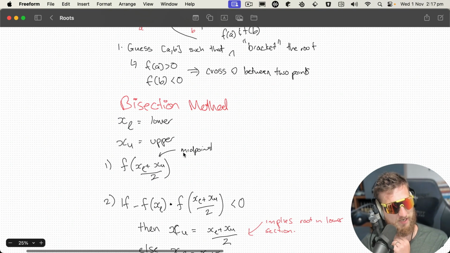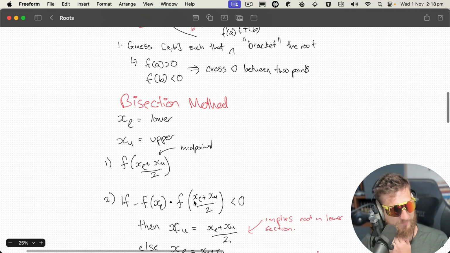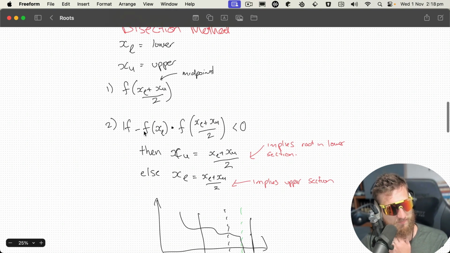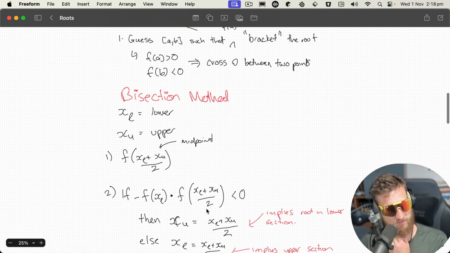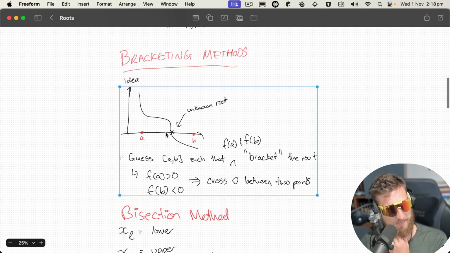We have XL, XU, lower and upper. The midpoint of these is obviously just the average. And so the algorithm looks something like this. We take the negative value of the function at the lower bound times the value of the function at the midpoint. So this XL plus XU on 2 is just the midpoint. So A plus B divided by 2 gives us the midpoint. We take the value of the function at A and the value of the function at the midpoint, and if they're the same sign, that's why we take the negative of A and times it by this, because 2 negatives will give a positive and 2 positives will give a positive.